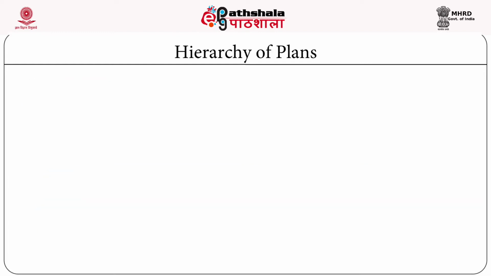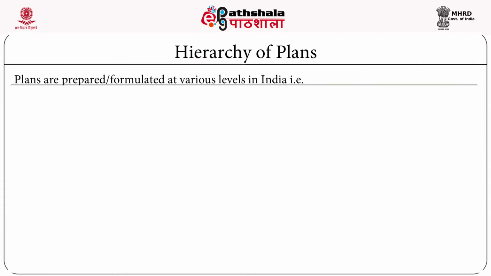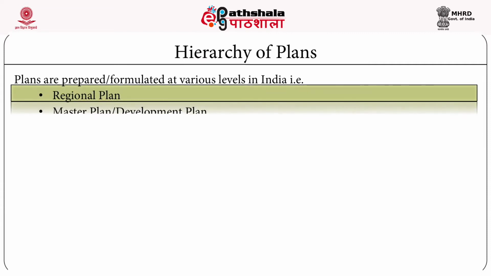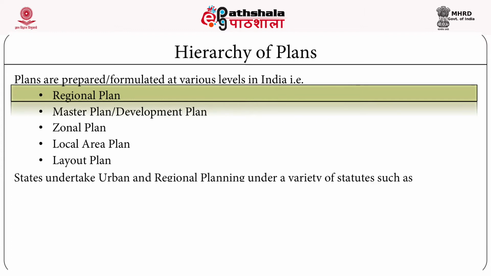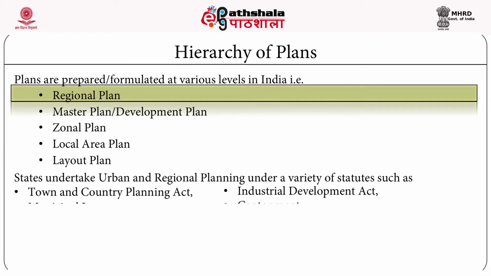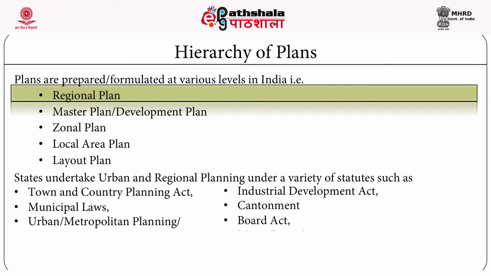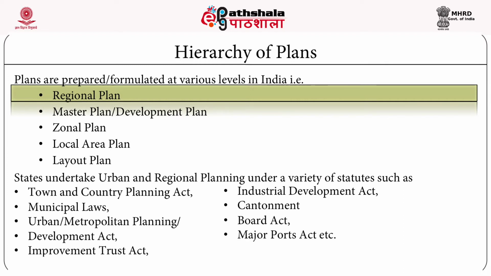Now let us see. Plans are prepared and formulated at various levels as we were discussing. The regional plan, the master plan, the zonal plan, local area plan, and the layout plan. The states undertake the urban and regional planning under a variety of statutes such as the Town and Country Planning Act, the municipal laws, the Urban Metropolitan Planning Development Act, the Improvement Trust Act, the Industrial Development Act, Cantonment Board Act, Major Ports Act, etc.